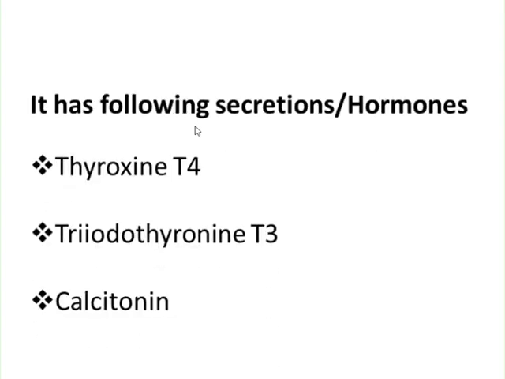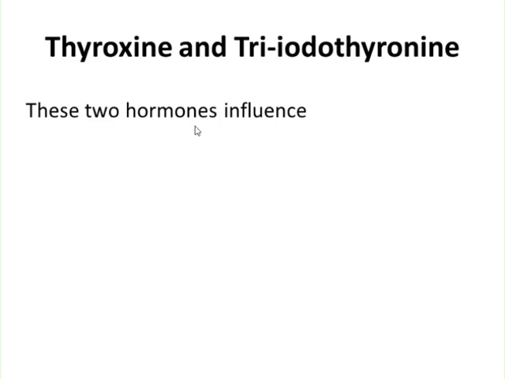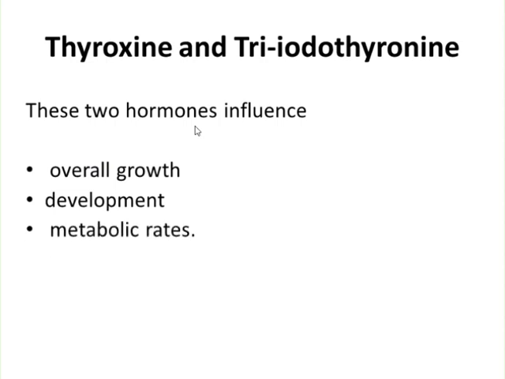It has the following secretions or hormones: thyroxine or T4, tri-iodothyronine, and calcitonin. Thyroxine and tri-iodothyronine, these hormones influence overall growth, development, and metabolic rates.